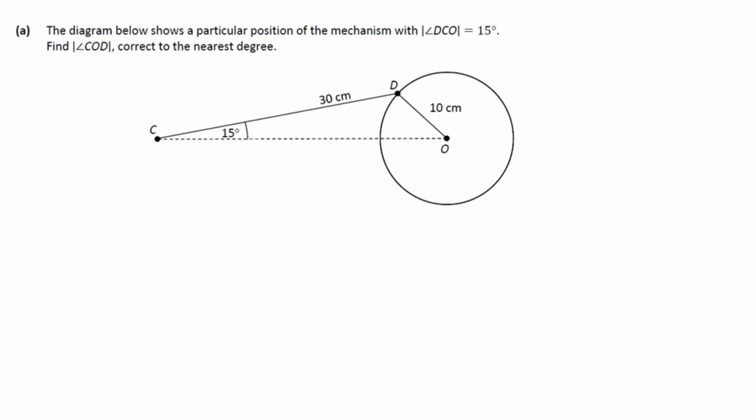The diagram below shows a particular position of the mechanism where DOC is 15 degrees, that's given on the diagram, and find COD, correct to the nearest degree. So they're asking us to find this.